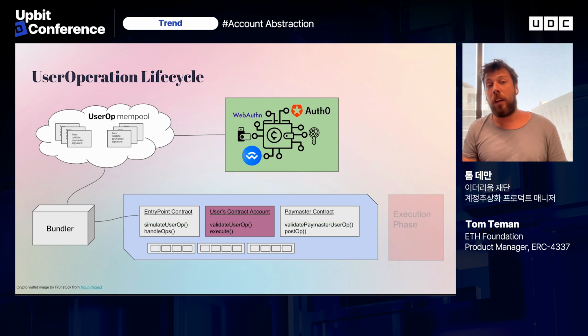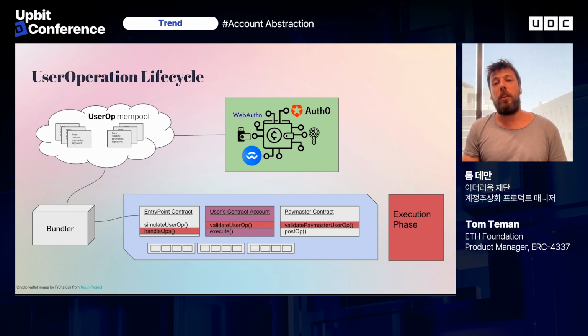If everything is okay, then we go to the execution phase, which is handle ops. In that execution phase, the user's contract account will again validate the user op, but this time we'll do it on chain. This will happen once that transaction is actually part of the block and is getting executed on chain.